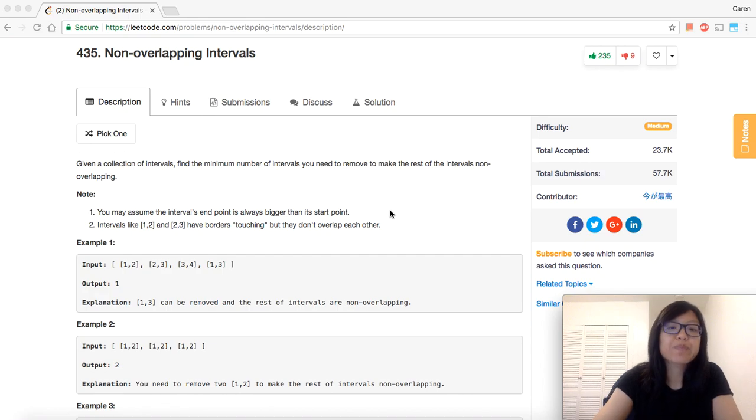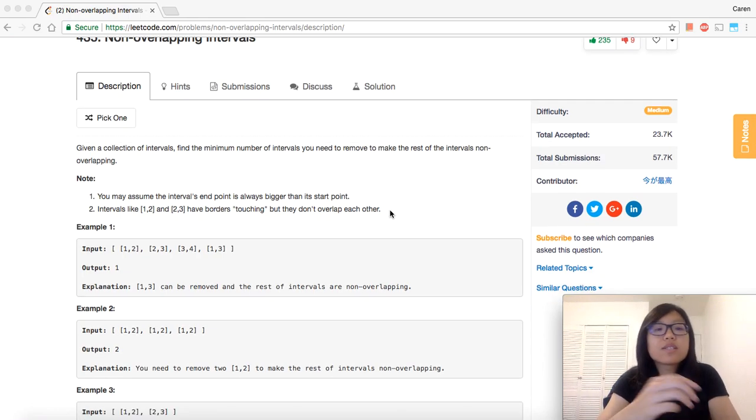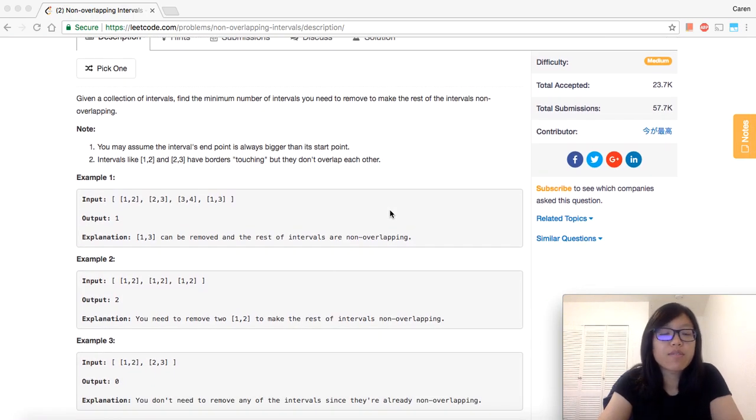The second note says that intervals like [1, 2] and [2, 3] are bordering each other, but that isn't considered overlapping. So this would be a time where, if we were in an interview, the interviewer would probably give us some examples to give us a better understanding of what we're trying to solve. So let's look at the examples that we have.